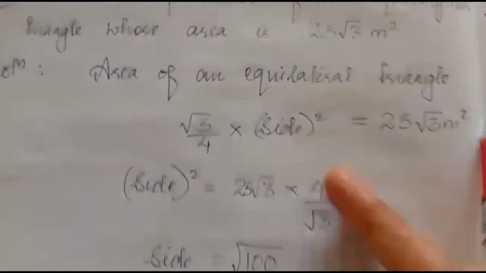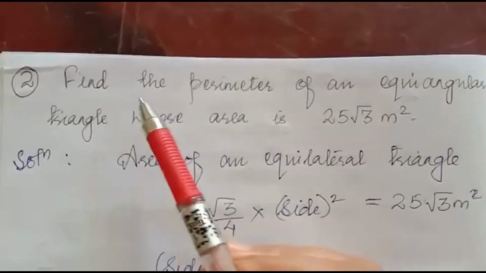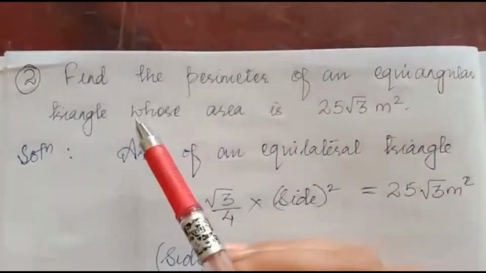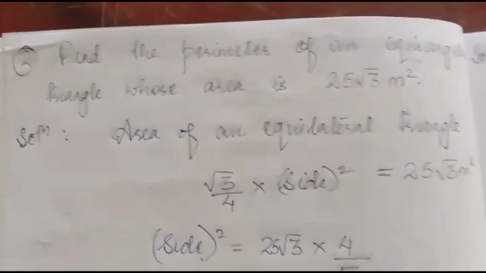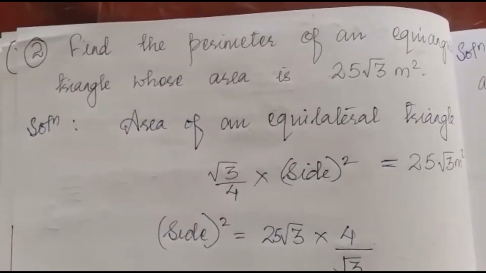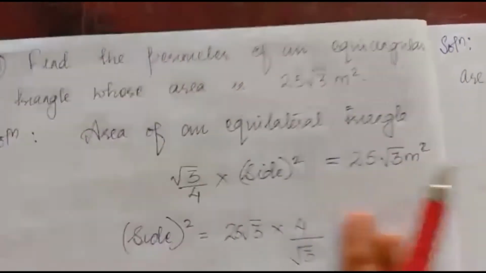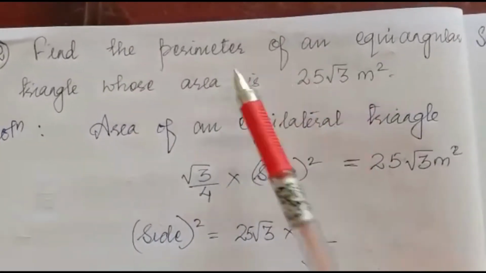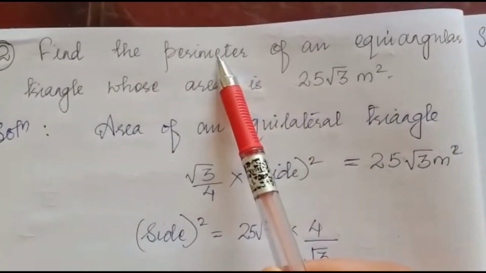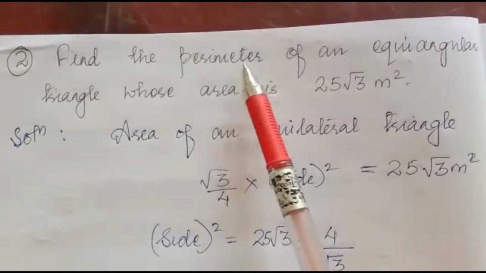Now next is question number 2. Find the perimeter of an equiangular triangle whose area is 25 root 3 meters square. So in this question, you have to find the perimeter of an equiangular, meaning equilateral, triangle whose area is given. To find the perimeter, we should know the length of its side.